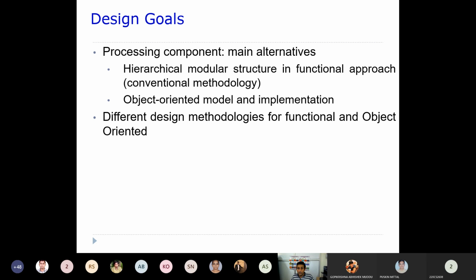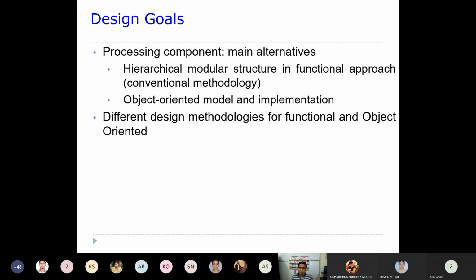We need to see all alternatives, I mean, how this processing component can be developed. Okay, so let's say, for example, if you're going through any functional approach, that means the conventional method, it's function oriented, because the software is developed using function oriented programs.